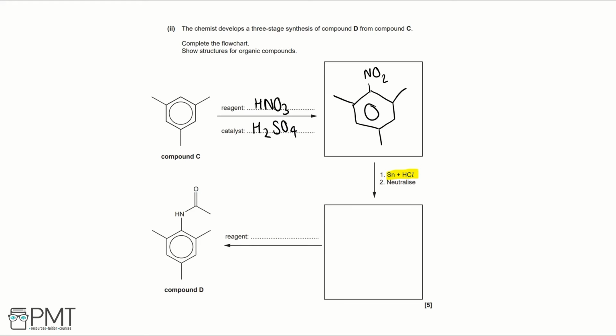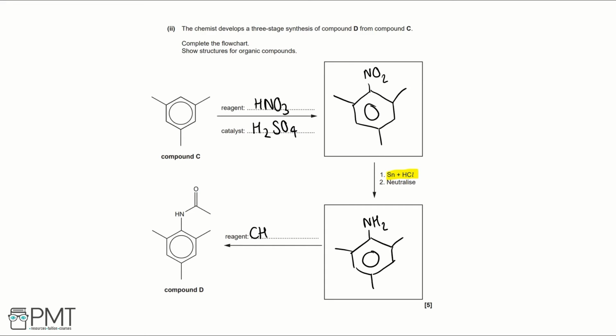So then when you add your tin and your hydrochloric acid, you're going to form your amine. So the NO2 is going to reduce and you're going to form NH2. Then we're trying to go and form this amide. So on your flowchart, the reaction for going from an amine, or a primary amine, to a secondary amide is when you add an acyl chloride.